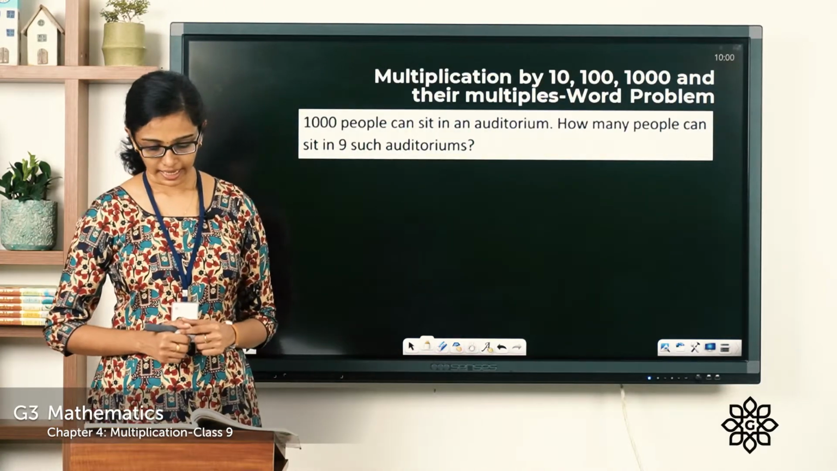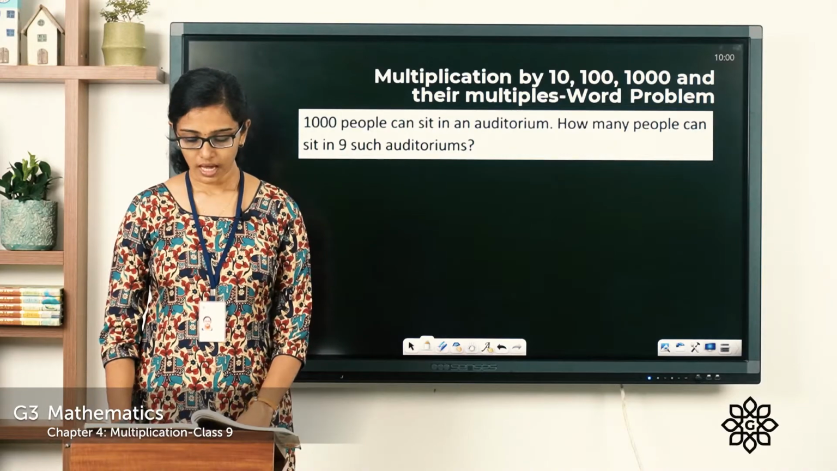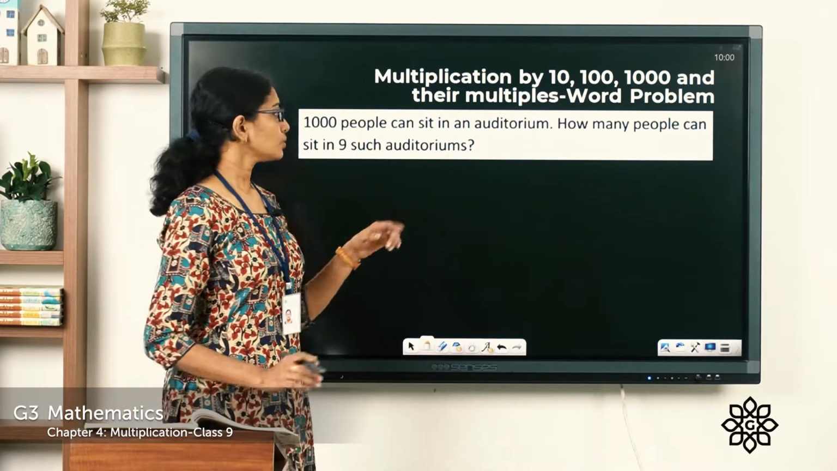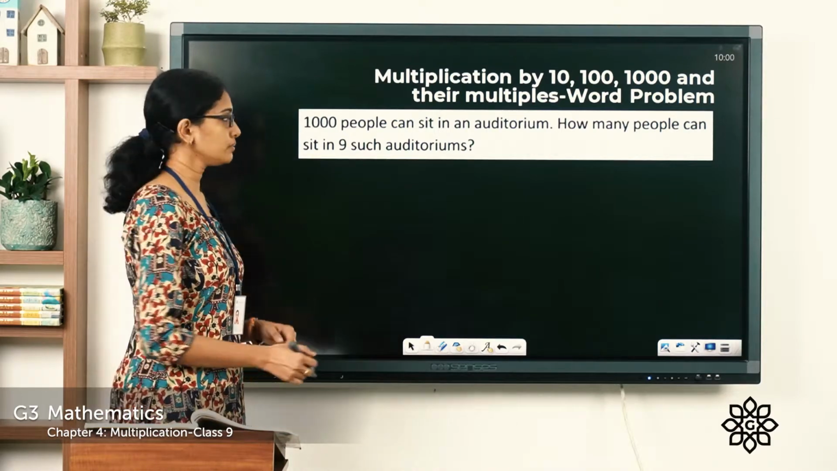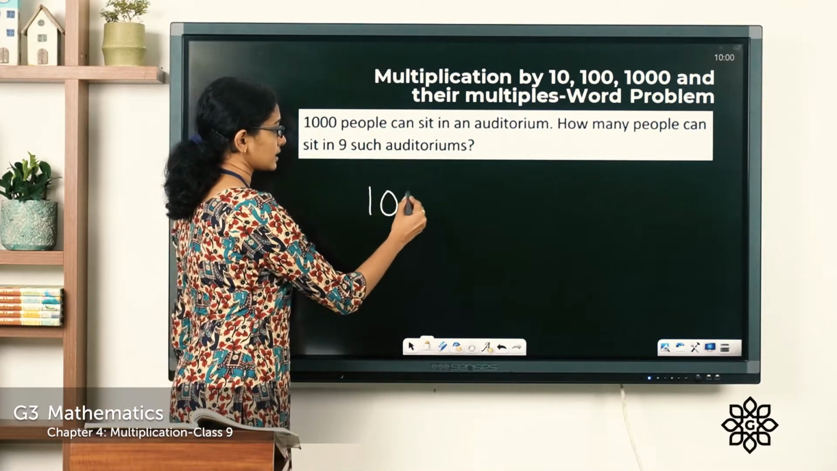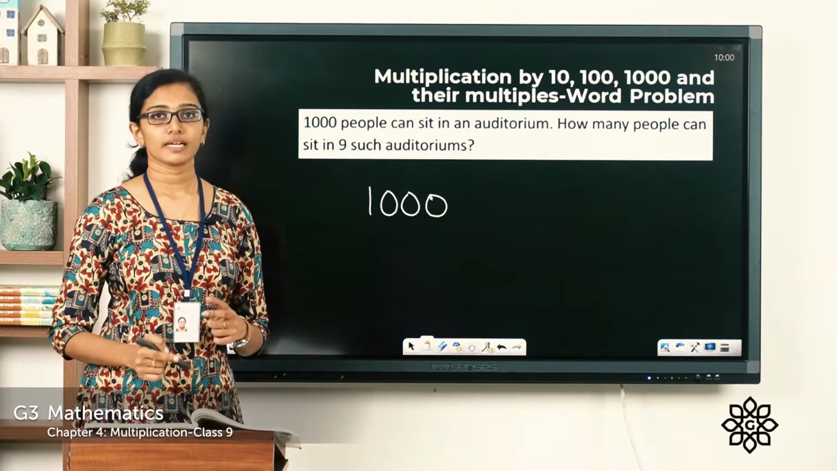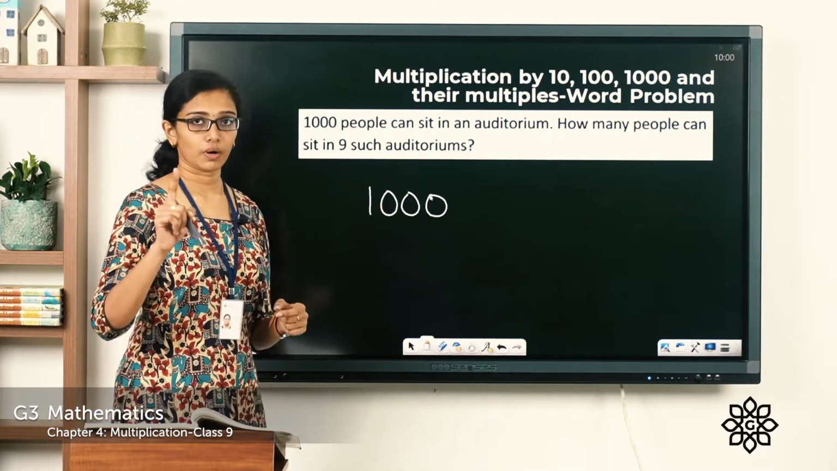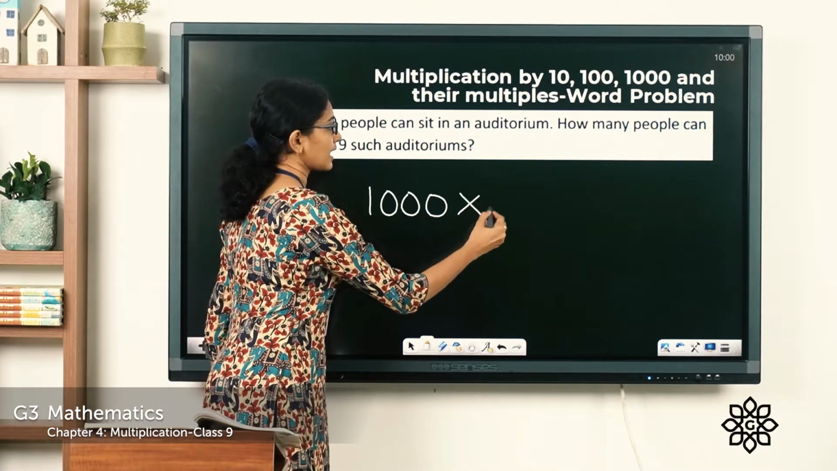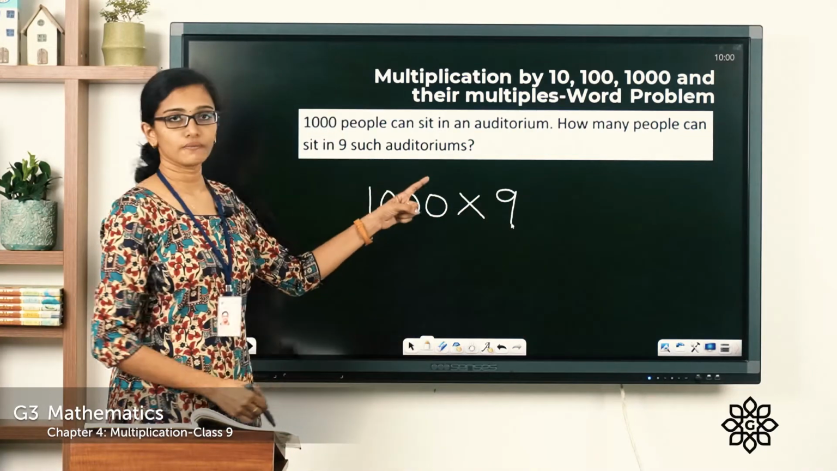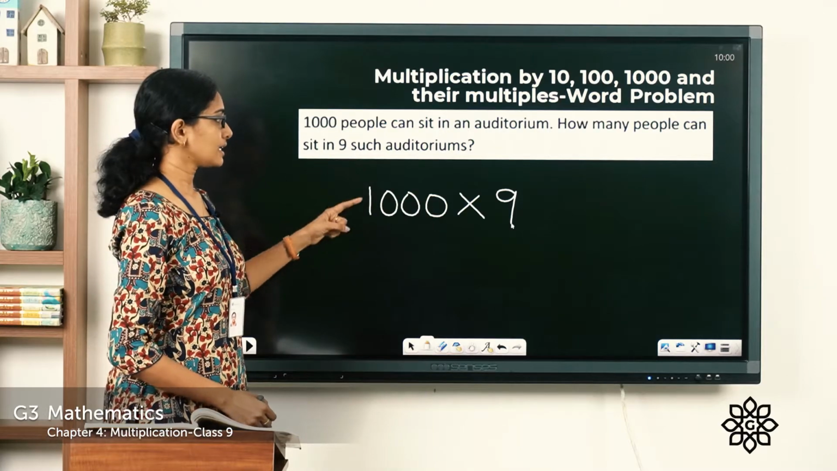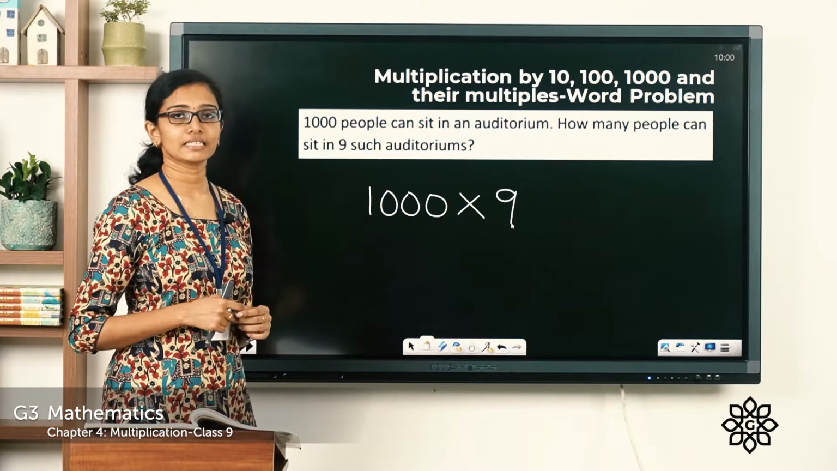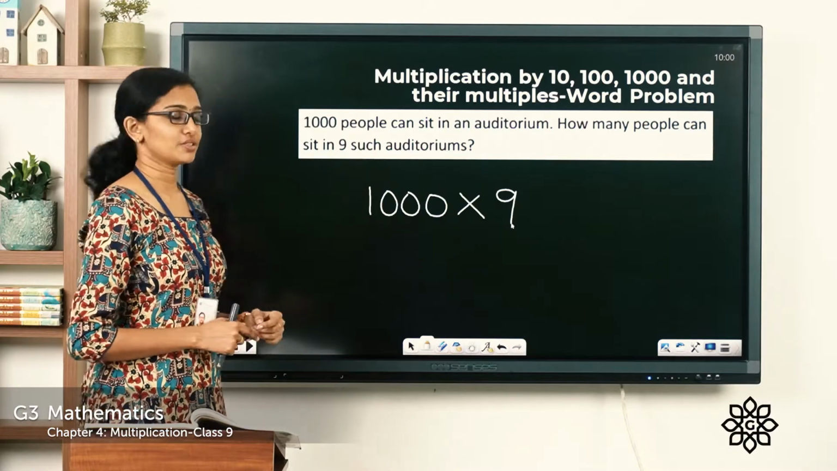Now, we'll see one more question. 1000 people can sit in an auditorium. How many people can sit in 9 such auditoriums? So, if in one auditorium 1000 people can be seated, what if there are 9 such auditoriums? So, this is the number of people that can sit in one auditorium, and that multiplied by the number of auditoriums, which is equal to 9, would give us the number of people that can sit in 9 such auditoriums, right?